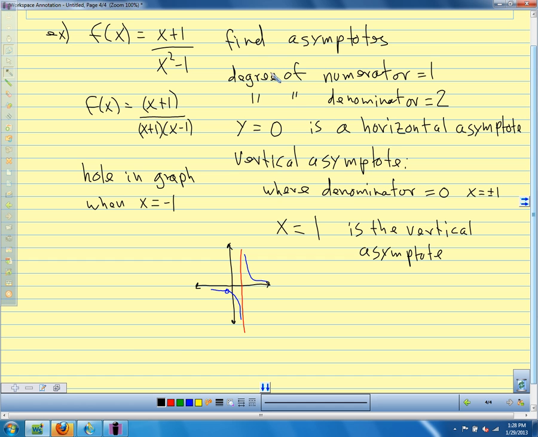So we use our rules to find our horizontal asymptotes. For this particular one, the degree of the numerator was less, so y equals 0 is a horizontal asymptote. The vertical asymptote is where the denominator equals 0. We have to make sure that the numerator and denominator aren't 0 at the same time, because that gives us a hole in the graph. All right, let's look at another one.